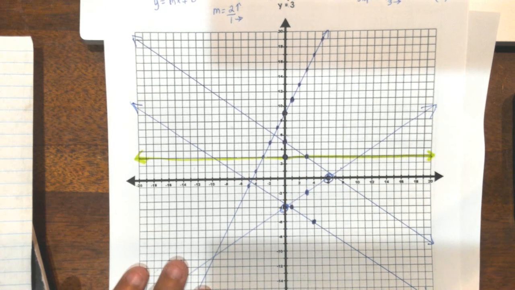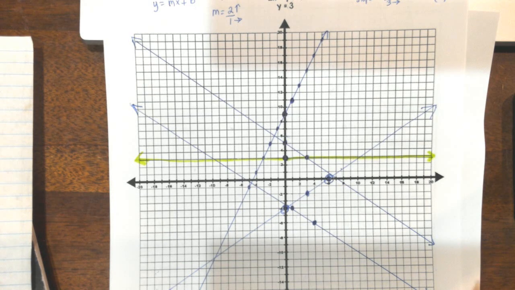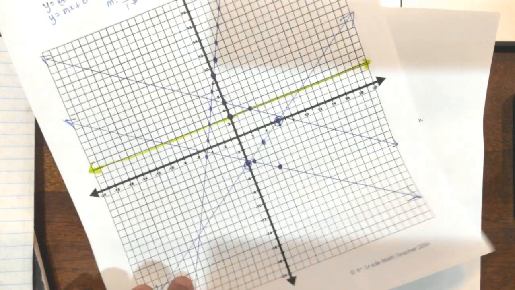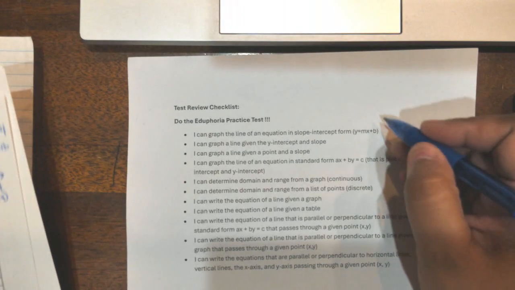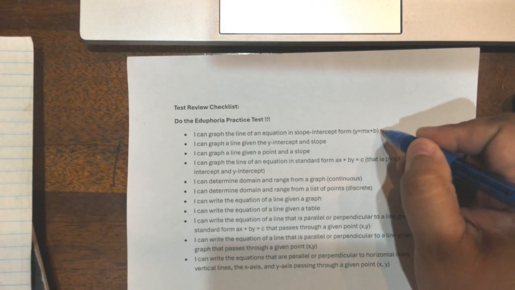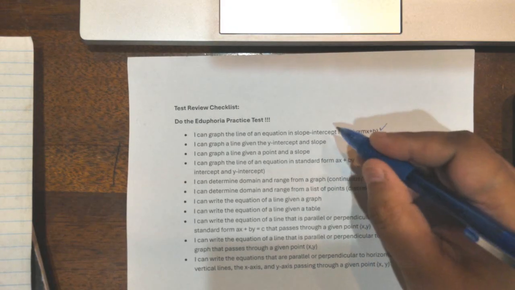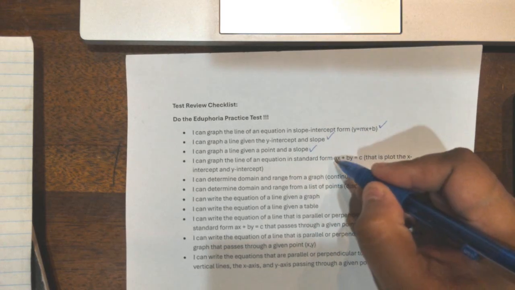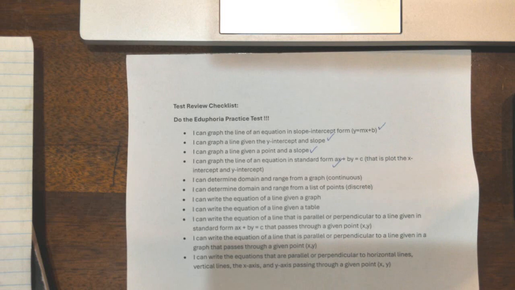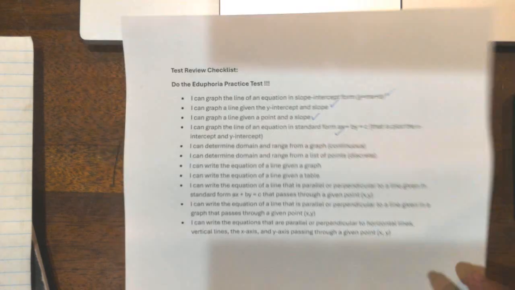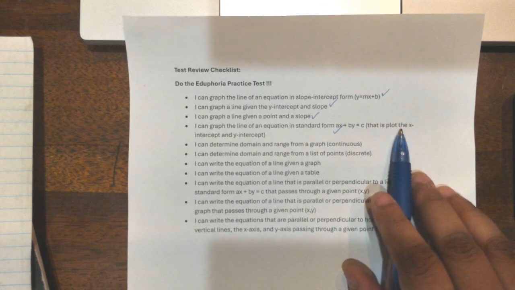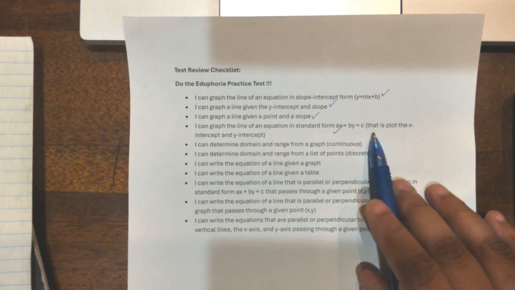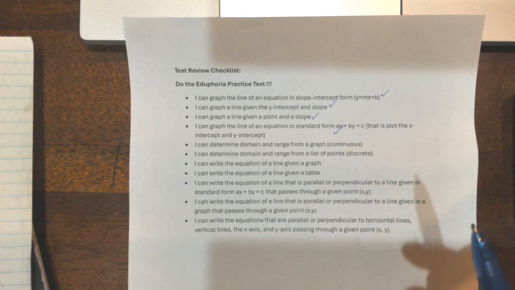So, let's go ahead. Can you graph the line given a slope-intercept? We already did that. Can you do y-intercept and a slope? We already did that. Point and a slope? We already did that. Standard form? We already did that. Just change it into y equals mx plus b form. Now, there is a thing with the zeros, but if you don't know that, then that is not the strategy that you use.